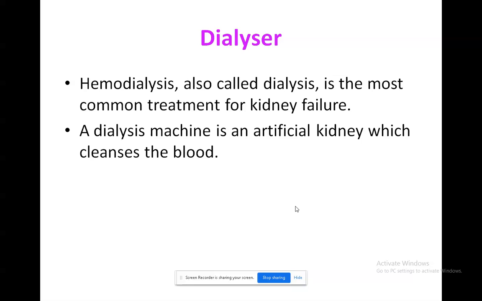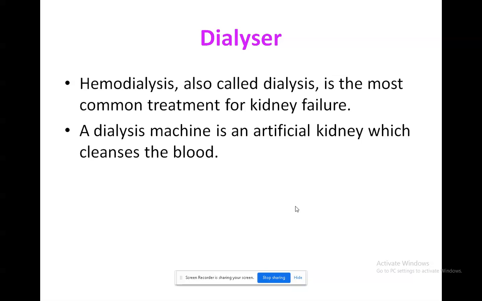So a dialysis machine is an artificial kidney which cleans the blood. What is the use of the kidney in your body? It filters out all the unnecessary components present in your blood. That means it cleans your blood. Impure blood is cleaned through the kidney. So when your kidney fails to do that process, you place the dialysis machine instead of the kidney, which acts as the artificial kidney to clean your blood.